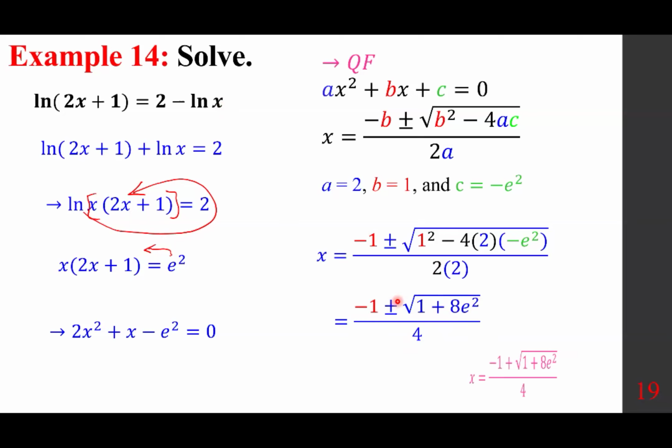So again, there are two answers, positive and negative here. If I choose the negative one, that doesn't work, okay? Because the top is negative, divided by 4 is negative, and x becomes negative, the argument cannot be. This is the one and only answer, everybody.